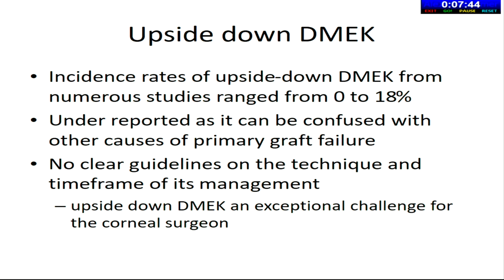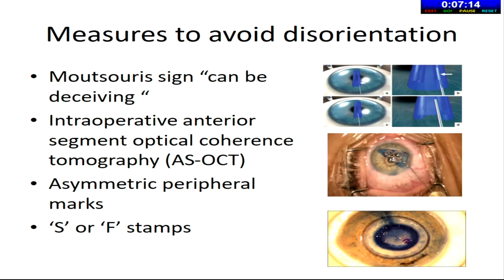The incidence rate of upside-down DMEK ranges from 0 to 18%, and for sure it is underreported because it can be confused with other causes of primary graft failure, and also surgeons may not wish to report having caused upside-down DMEK grafts. Currently there are no clear guidelines on the technique and time frame of its management. It does provide an exceptional challenge for the corneal surgeon once it has happened.